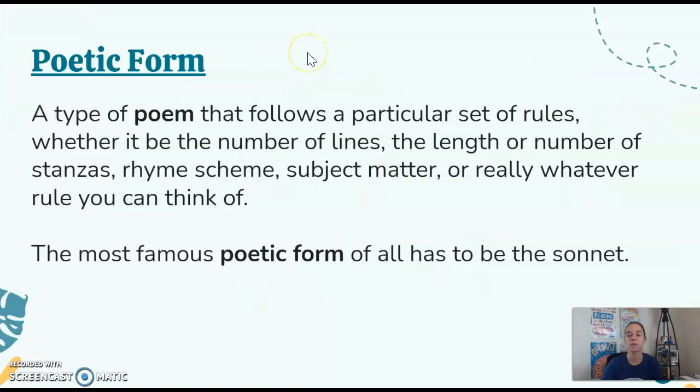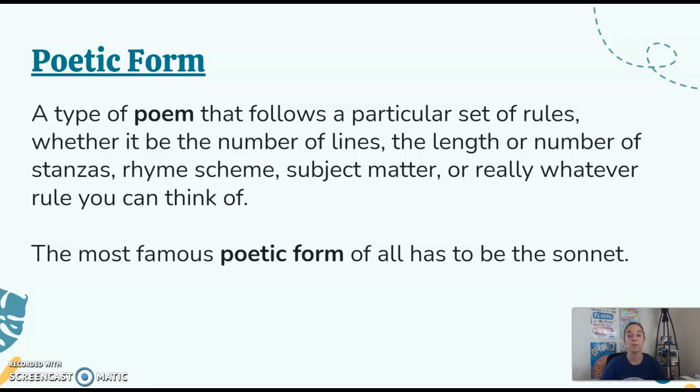So poetic form is something we've talked about a little, but it really is the idea that every poem looks and takes a bit of a different shape, sometimes literally, but also metaphorically, okay? So when you think about a poetic form, it's any time that a poem follows or does not follow a particular set of rules. It could be number of lines, length of stanzas, rhyme scheme, subject matter. All of those things have to do with the form or shape of our poems.